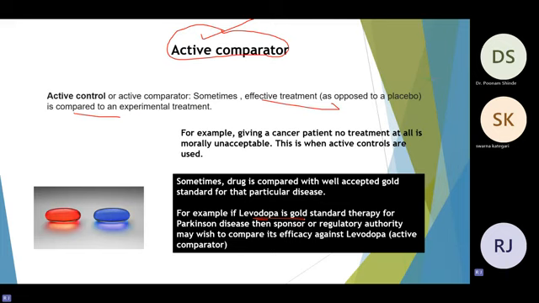For Parkinson disease. If I am developing any drug for Parkinson disease, then definitely the regulatory authority and sponsor will wish to know whether my drug is better or equally effective compared to levodopa or not. Okay. So in our trial, if I'm comparing my drug with levodopa, then I will call levodopa my active comparator. Okay, everybody got it, right? What is placebo, active comparator? Any questions so far?